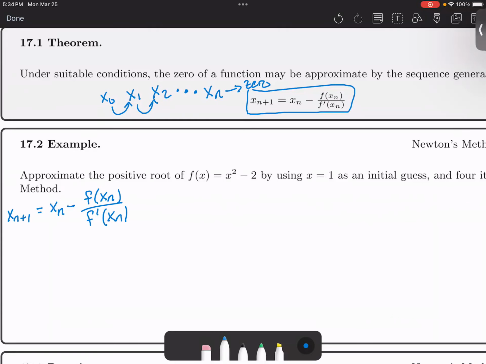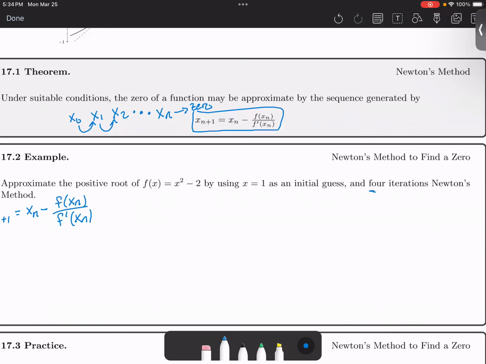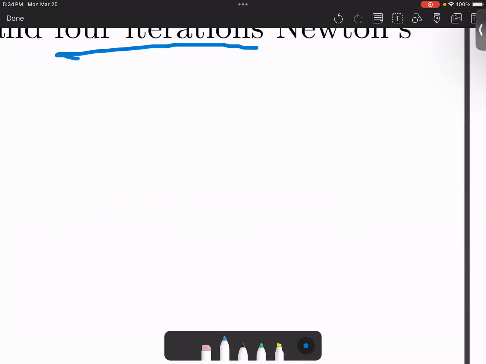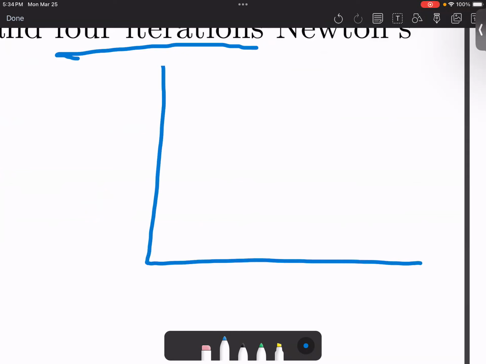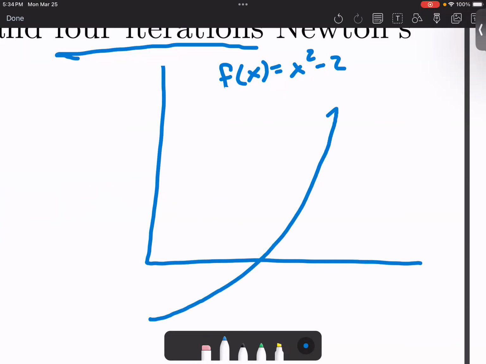We're going to use this definition to generate 4 iterations of Newton's method to estimate the positive root for this function. Let me zoom in here to give ourselves an idea of what's happening. We are interested in the function x squared minus 2. It's going to look something like this, and this right here is the 0 that we're looking for.